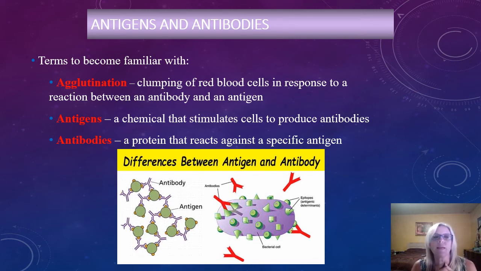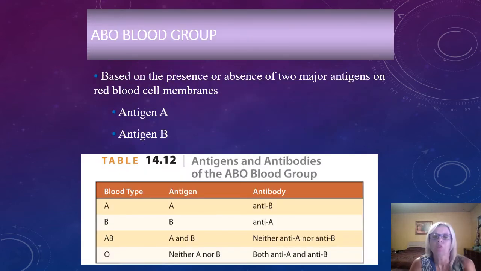Another term to look at is agglutination. Agglutinate means glue together. And so this is the process of gluing together. So this is that clumping of blood cells in response to a reaction between an antibody and an antigen. And so when they are not compatible, they will agglutinate or clump together and cause problems. So the ABO blood groups are based on two of the major antigens that we find on red blood cell membranes, antigen A and antigen B. And we're going to look at that in detail. That is what determines whether or not you have the antibodies.